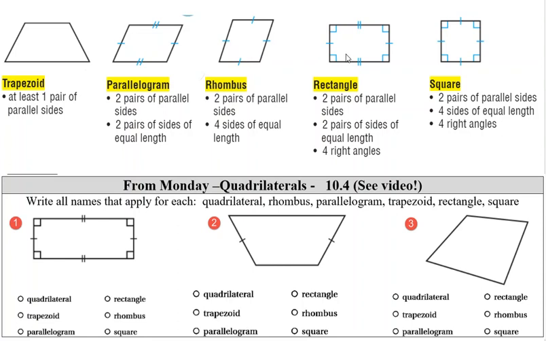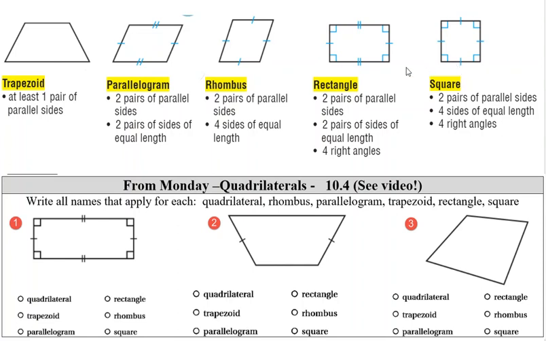A rectangle is a parallelogram also because it has two pairs of parallel sides, but it's not a rhombus because a rhombus has all four sides the same length. So a rectangle is a rectangle, it's a parallelogram, and it's a trapezoid. It's also a quadrilateral. And the best shape up here is definitely the square.